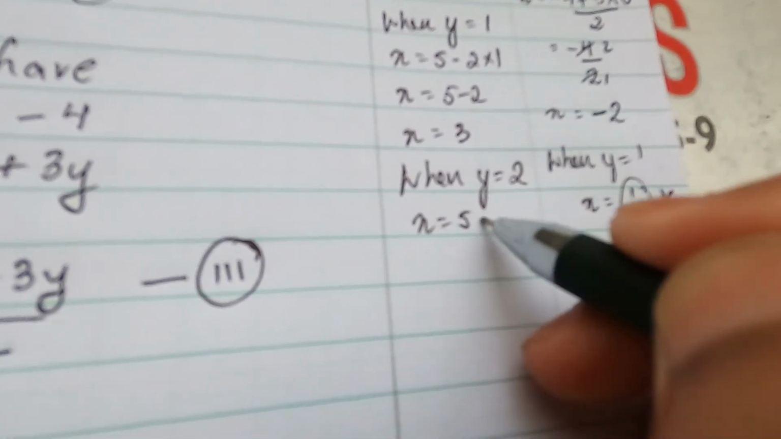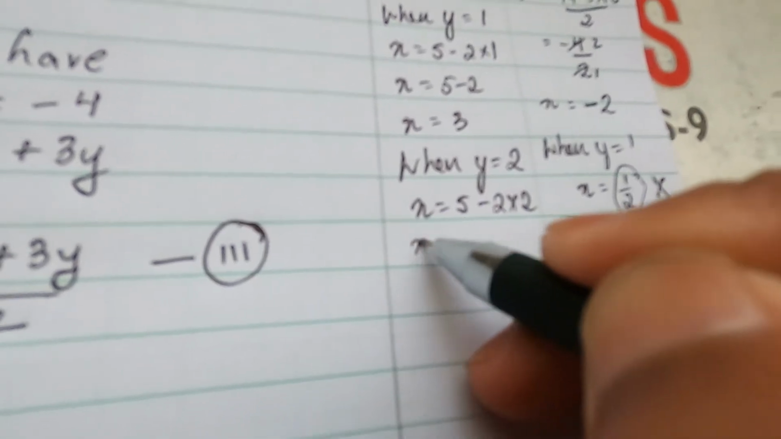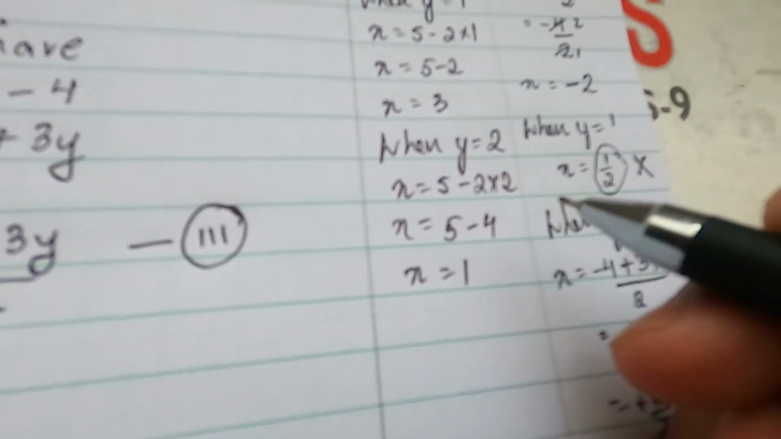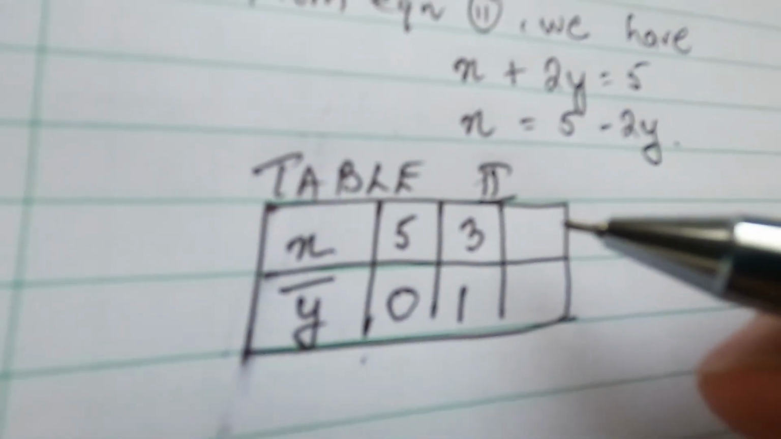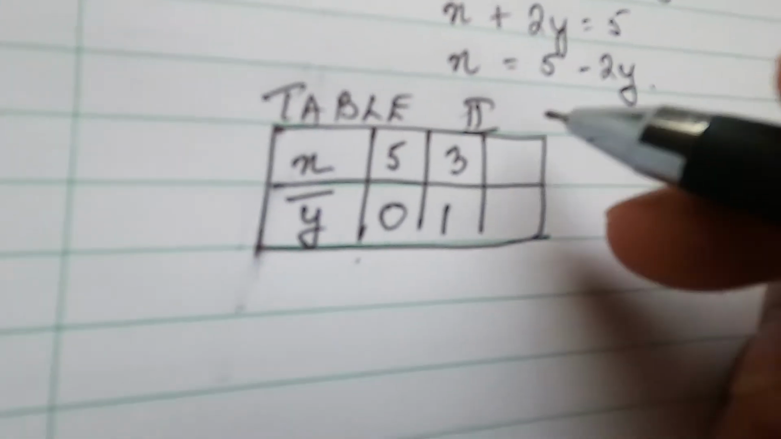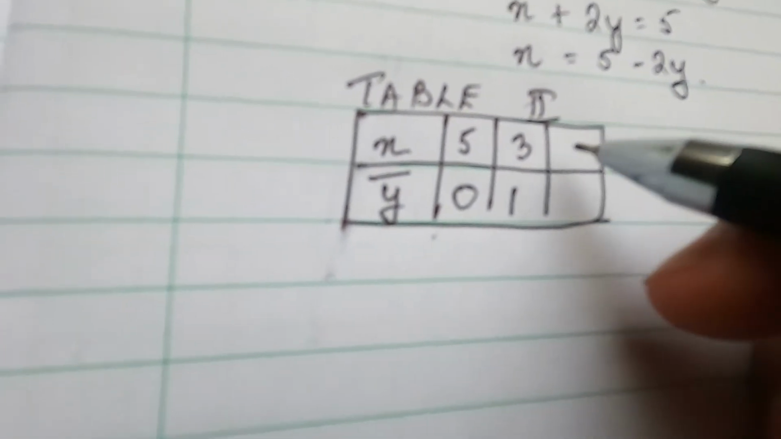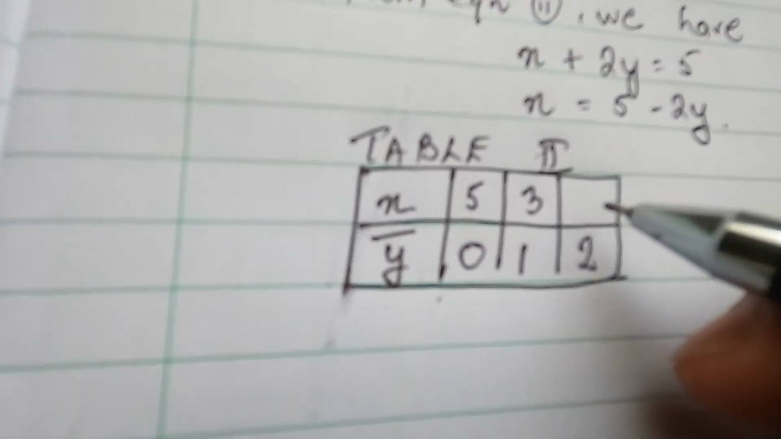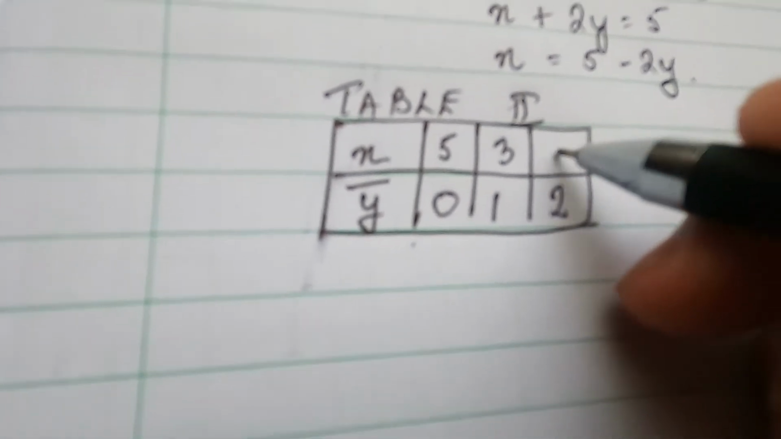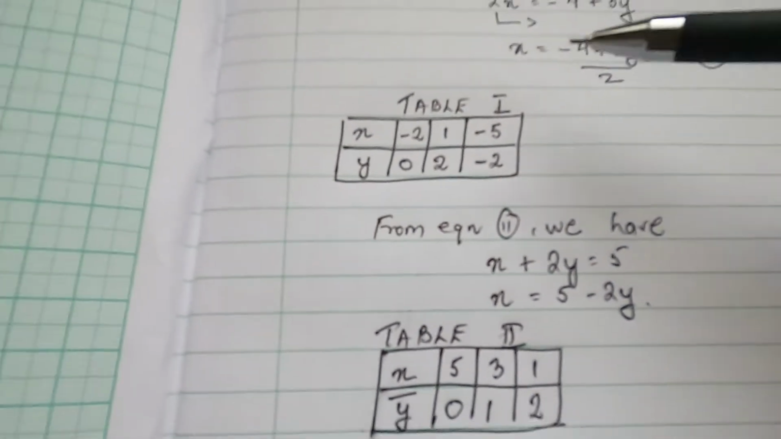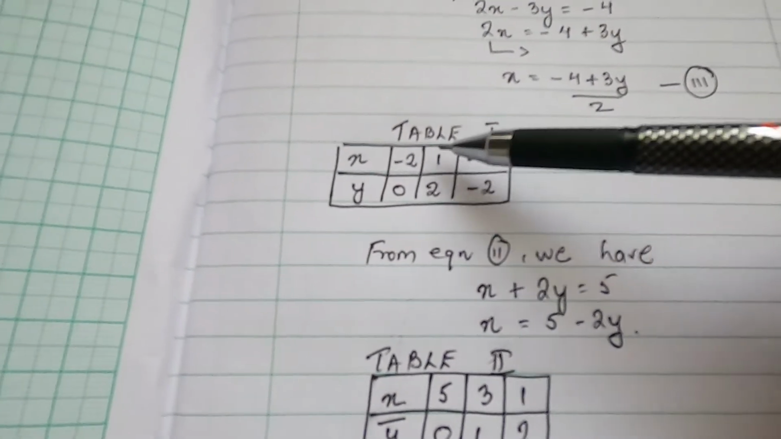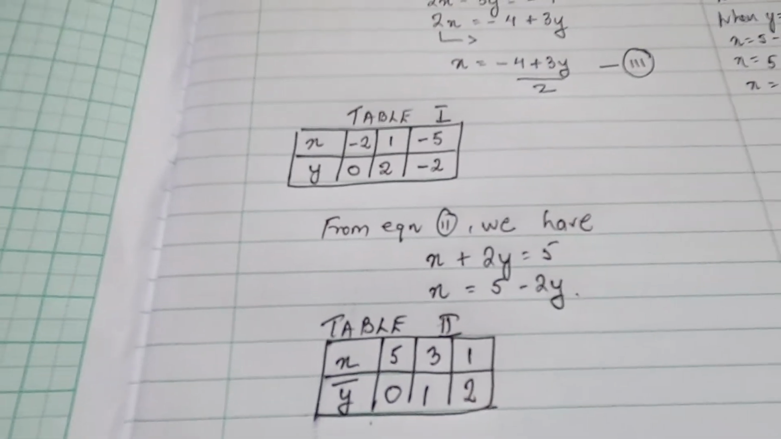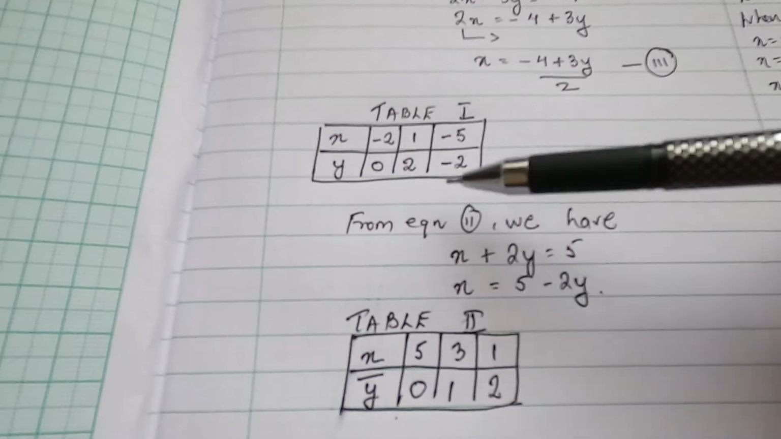So x is equal to 5 minus 2 into 2, and 2 into 2 will be 4, so the value of x will be 1. So the third coordinate will be: when y is equal to 2, the value of x will be 1. In table 1 we have gotten 3 points, and in table 2 we have gotten 3 points. What we'll do next is plot these points on the graph.